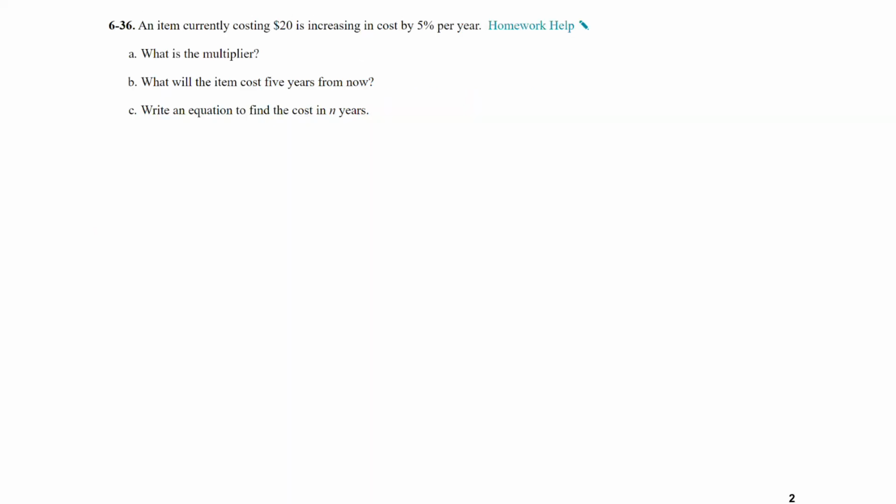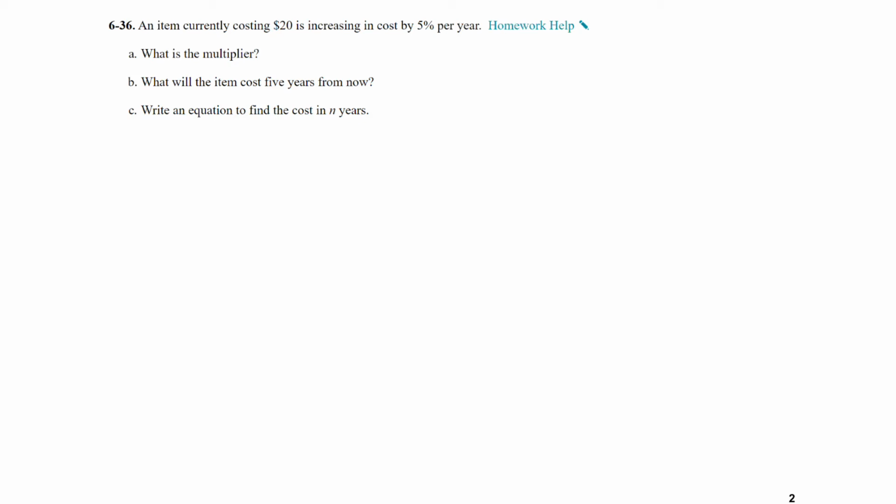Question 36. An item currently costs $20 and is increasing in cost by 5% per year. We're going to answer 3 questions. What is the multiplier? What will the item cost 5 years from now? And write an equation to find the cost in years. So we have the multiplier.